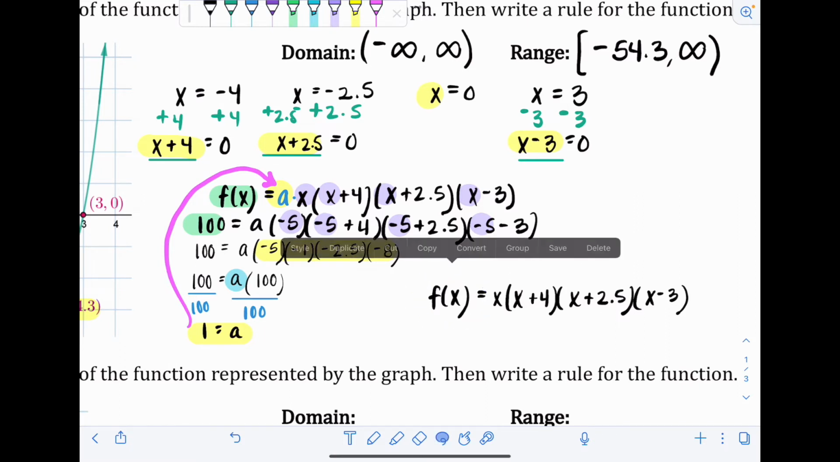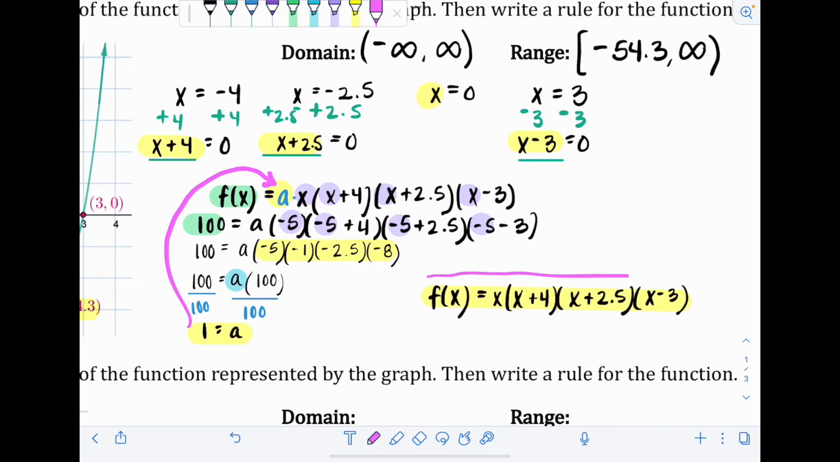Like I said, it's not always going to be 1, so you would go through the same process to find what a is, regardless of what it is. So f of x equals x times x plus 4 times x plus 2.5 times x minus 3.